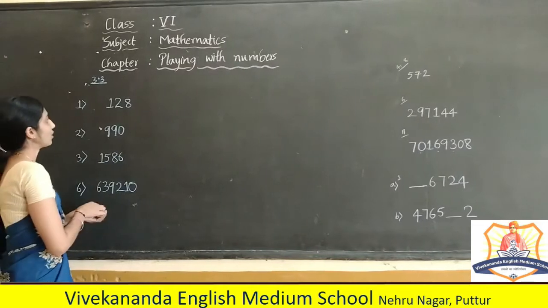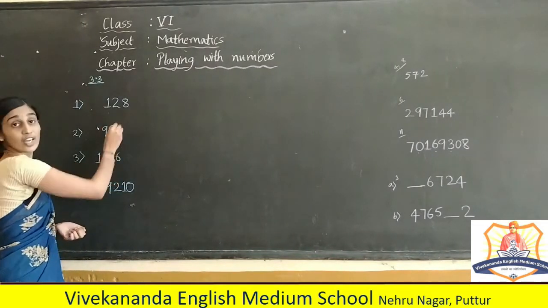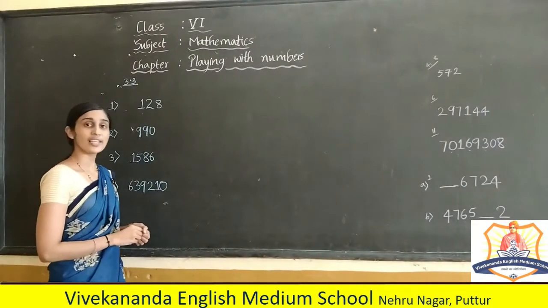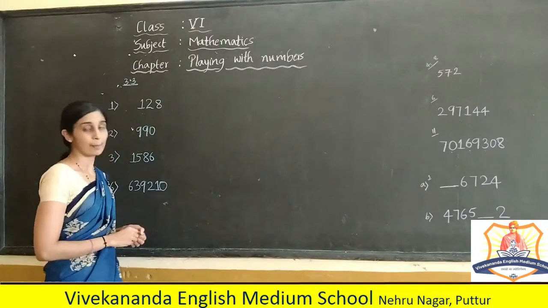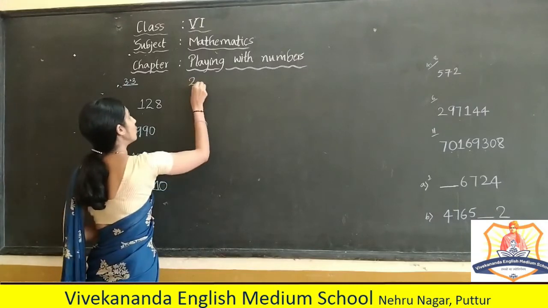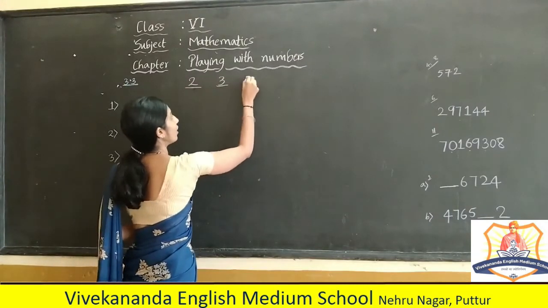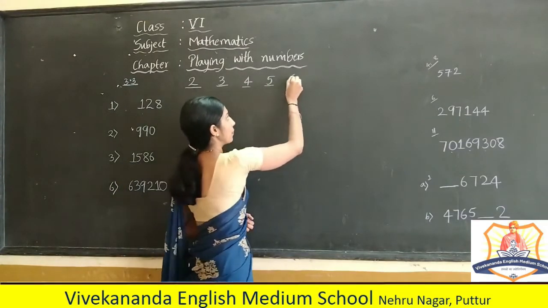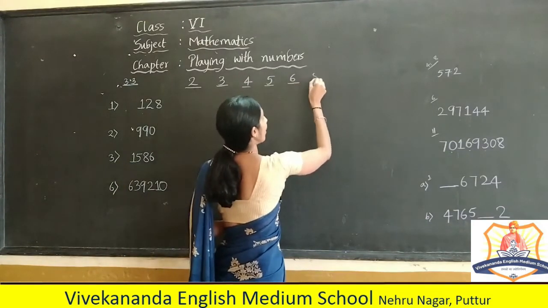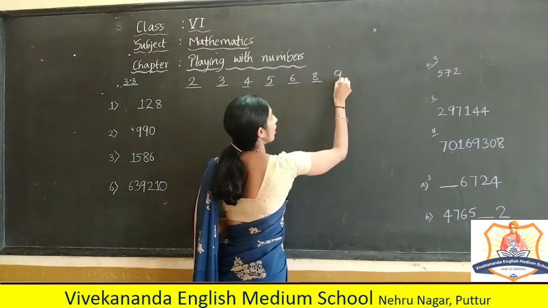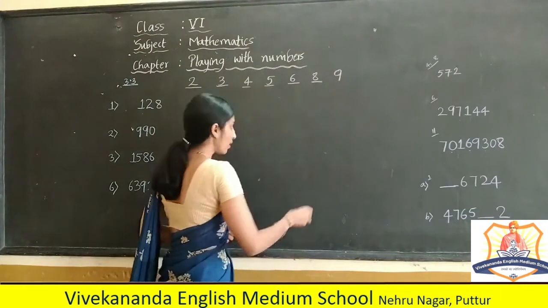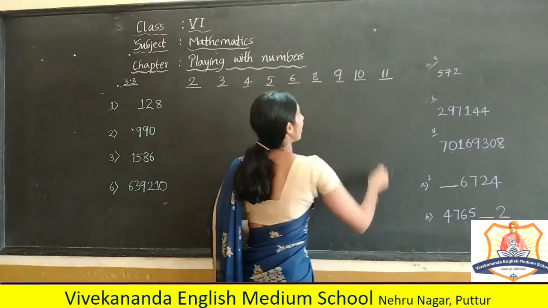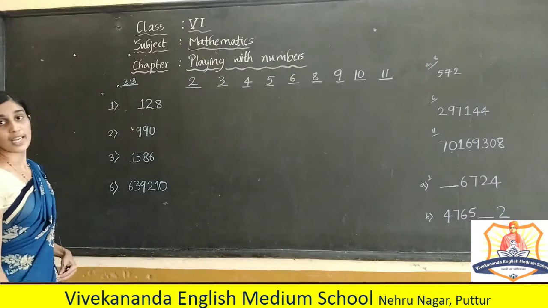So the first one, 128. This is a 3-digit number. How to check the divisibility by the numbers 2, 3, 4, 5, 6, 8, 9, 10, 11? So how to check this? Let us see.